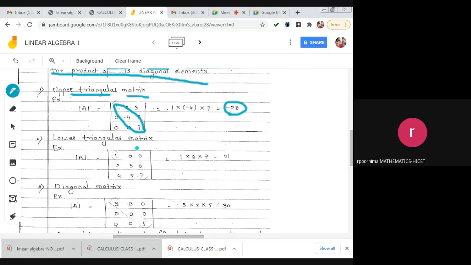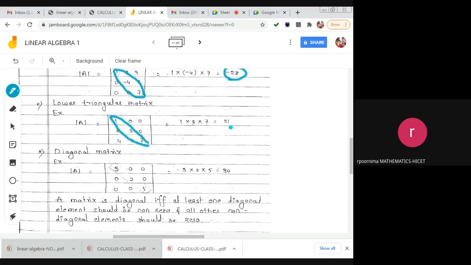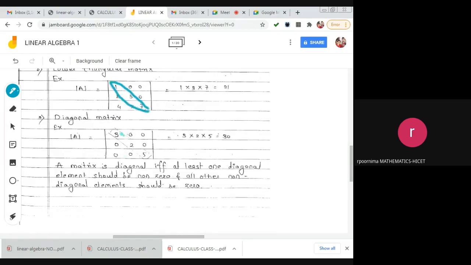Then for the lower triangular matrix, you can follow the same steps. You multiply only the diagonal elements. That is 1 into 3 into 7, that is 21. Then the diagonal matrix, in the same manner, you multiply the diagonal elements 3 into 2 into 5, that is the determinant value, which is 30.